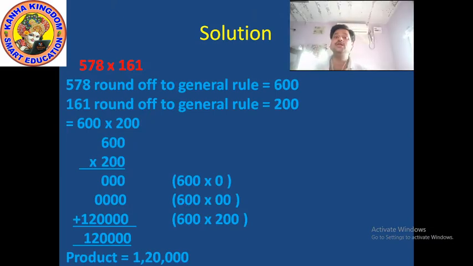So now this is the solution time of the third question. In the third question, this is the A part and this is the solution of the A part. A part is 578 multiply 161. First you have to convert both the numbers by the general rule. So the first number is 578. How many digits here? 3 digits. And the second number is also 3 digits. So first you have to convert both the numbers to the nearest 100. Okay. So in the nearest 100, what do we have to keep in mind?